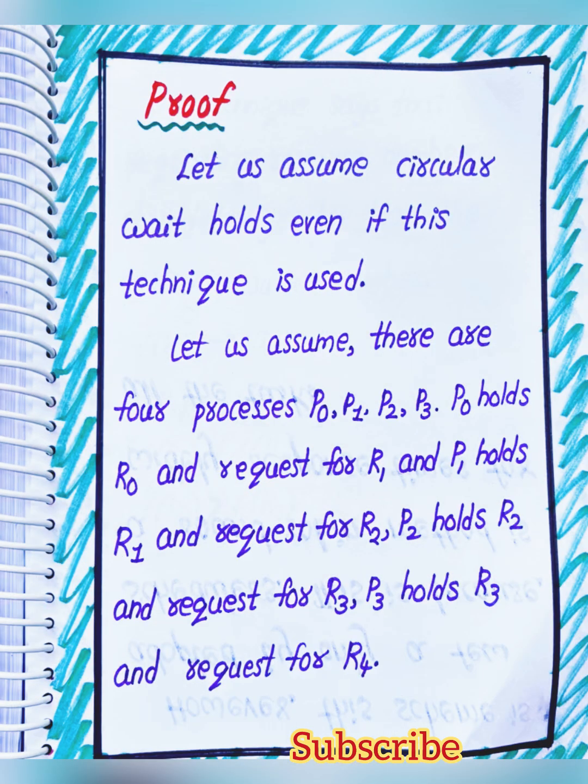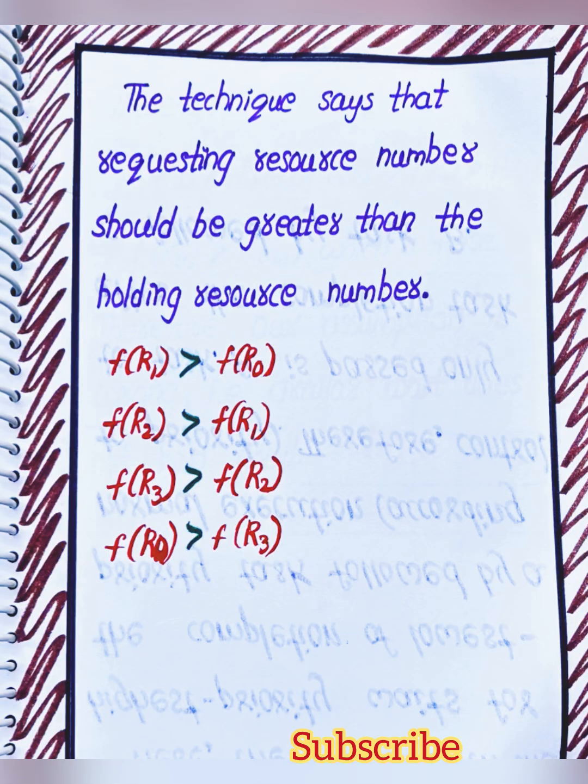Proof. Let us assume circular wait holds even if this technique is used. Let us assume there are 4 processes P0, P1, P2, P3. P0 holds R0 and requests for R1, and P1 holds R1 and requests for R2. P2 holds R2 and requests for R3. P3 holds R3 and requests for R0. The technique says that the requesting resource number should be greater than the holding resource number. F of R1 is greater than F of R0.